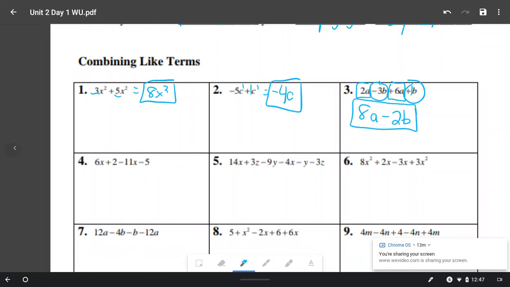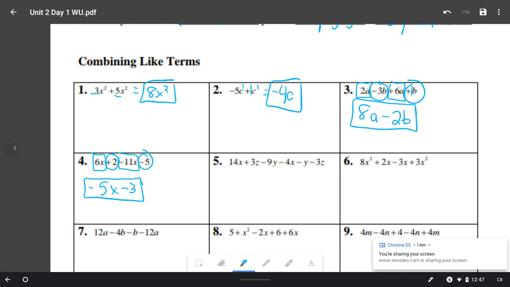For this next one, for number 4, we have a 6x and a negative 11x. They both have the same variable and same exponent, so that means I can combine those. 6 minus 11 would be negative 5 in your calculator. And then we also have these constants that we can combine. That's a positive 2 and a negative 5. Positive 2 and negative 5 is a minus 3. And that would be my answer.